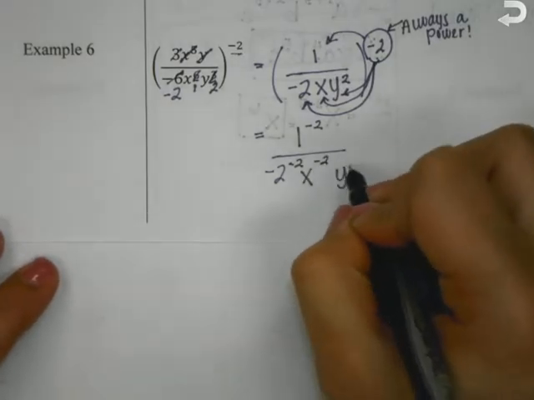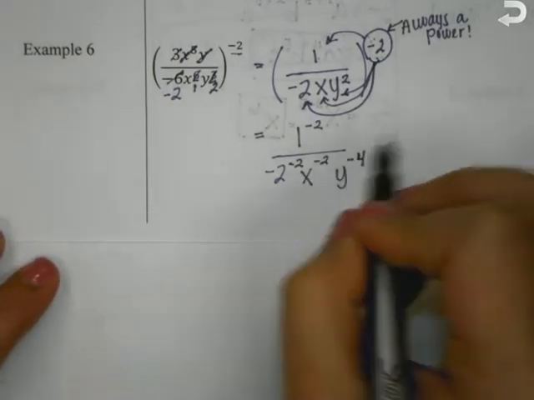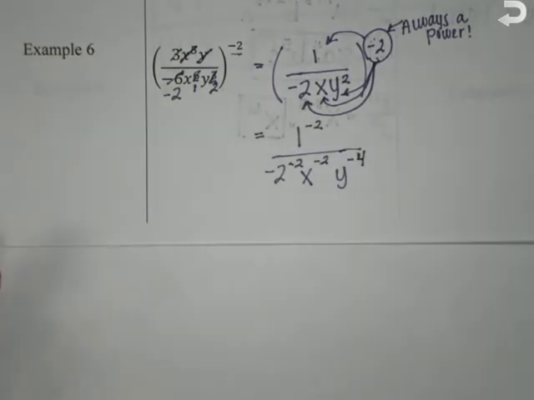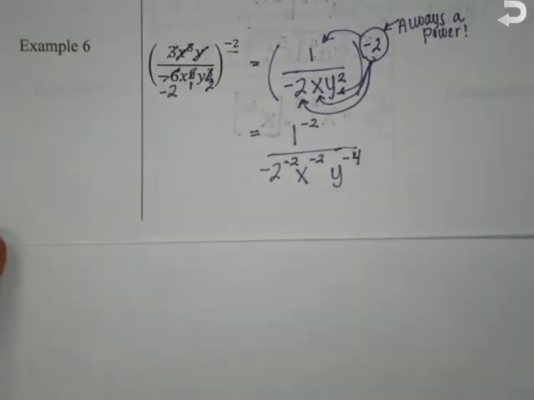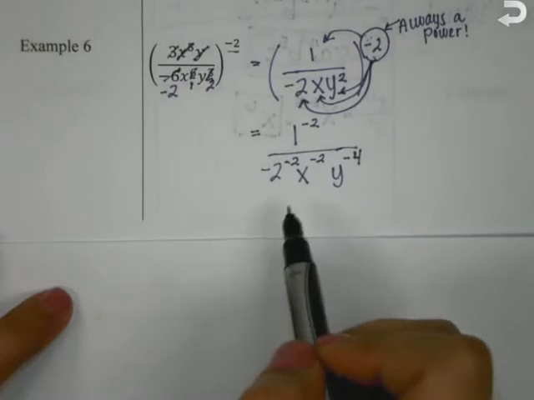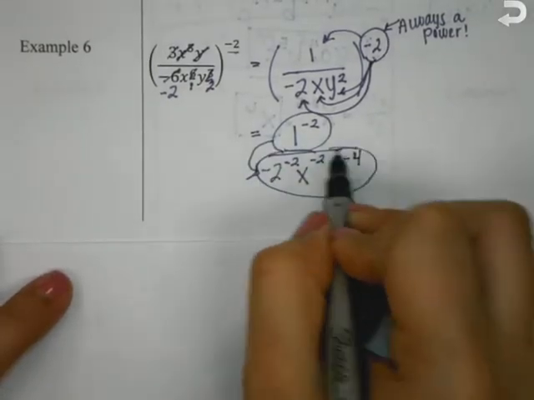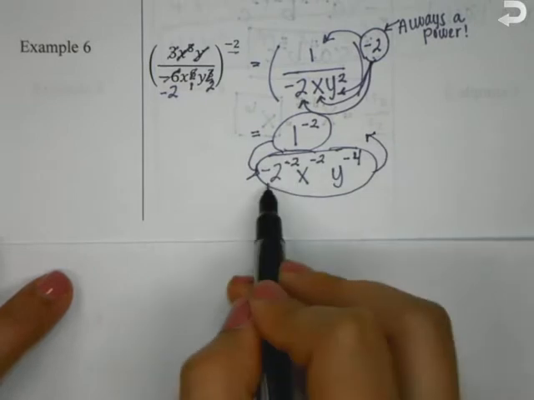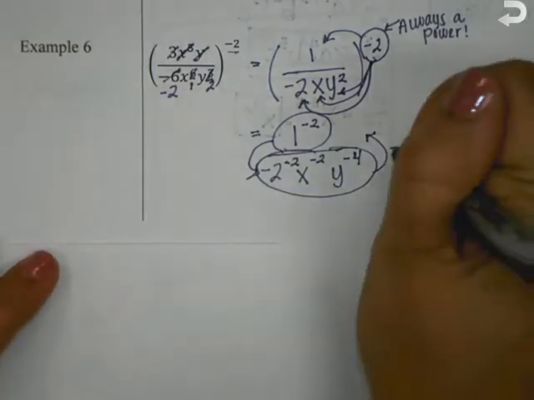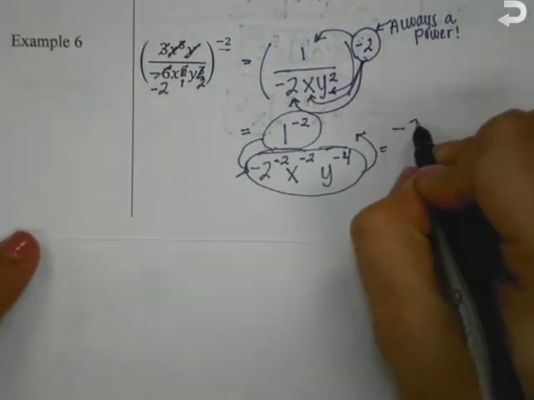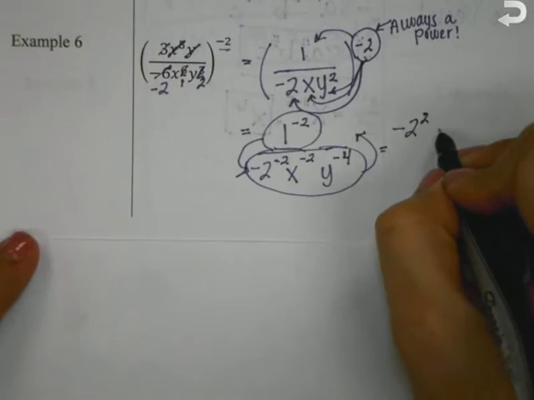Now obviously we're not done because we have all these negative exponents. The entire top has to move to the bottom, and the entire bottom has to move to the top because every single one of them is negative. So that puts me on top, negative 2 squared, x squared, y to the 4th, all over 1 squared.